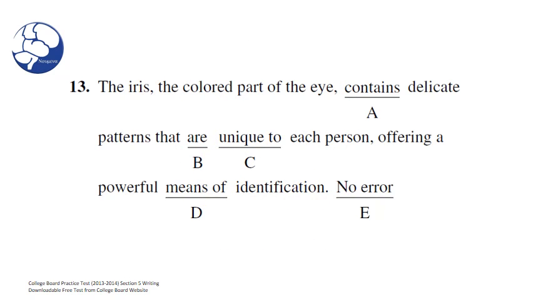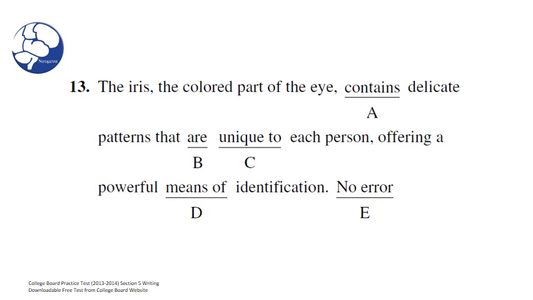Question 13. The iris, the colored part of the eye, contains delicate patterns that are unique to each person, offering a powerful means of identification. Alright, we're going to go through each of the choices, A, B, C, and D, and look for possible errors in each. And if we don't find any error, then we can confidently circle E.